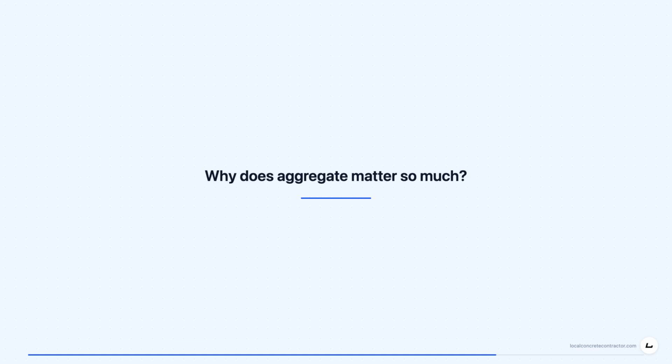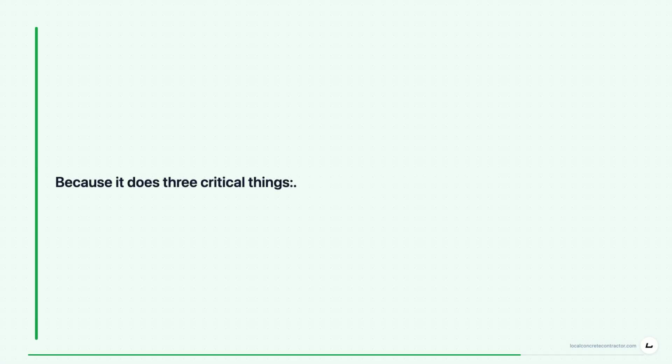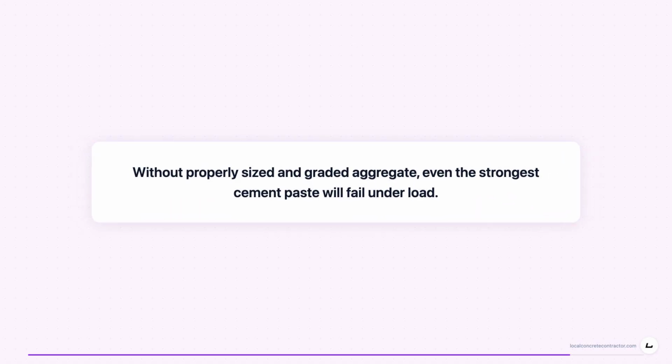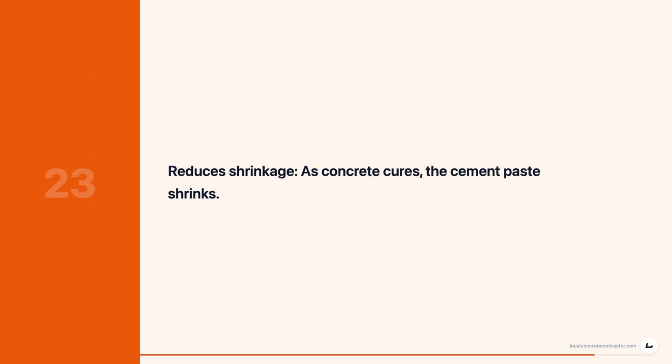Why does aggregate matter so much? Because it does 3 critical things. Provides structural support. Aggregate particles interlock and distribute loads, creating the compressive strength that allows concrete to bear weight. Without properly sized and graded aggregate, even the strongest cement paste will fail under load. Reduces shrinkage. As concrete cures, the cement paste shrinks.